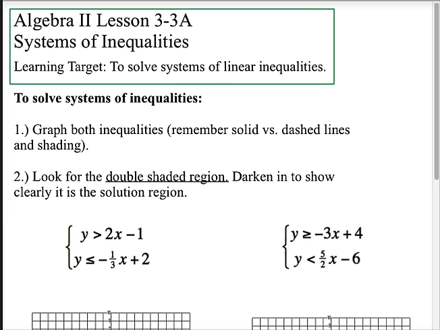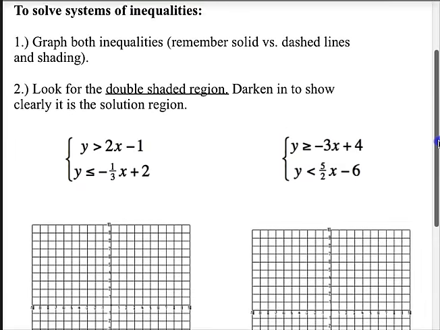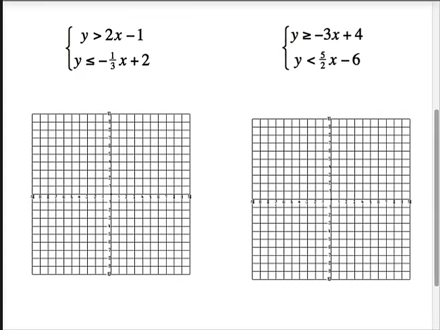You take both inequalities, graph them, then you look for the intersection, in this case an overlap. Because remember, inequalities have a region for a solution. So the solution to systems of inequalities is the overlap, the doubled up shaded region. And I will show you what that looks like. So let's jump right into what our examples are going to be like.